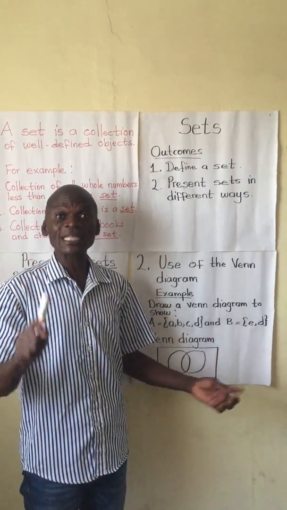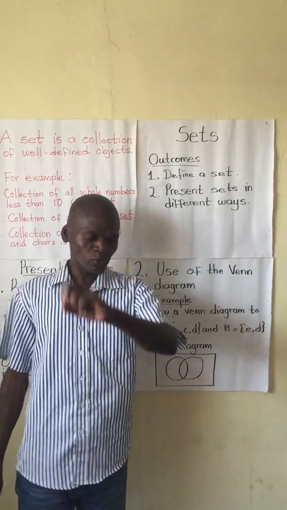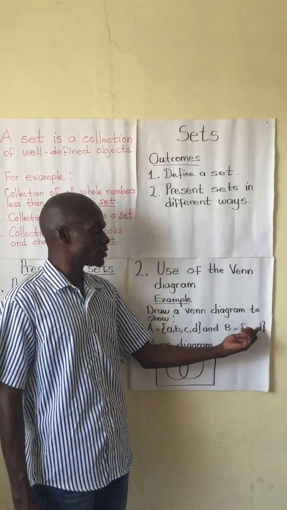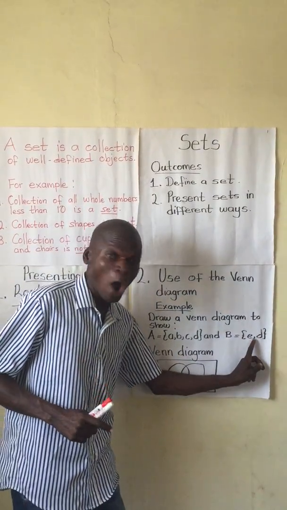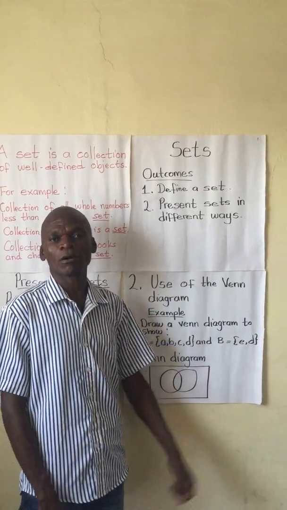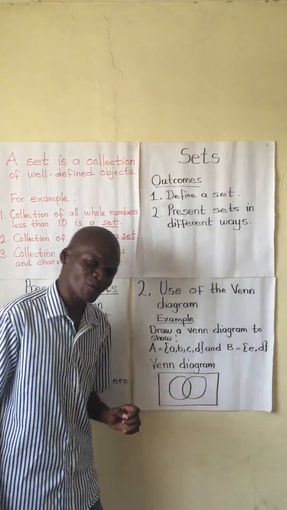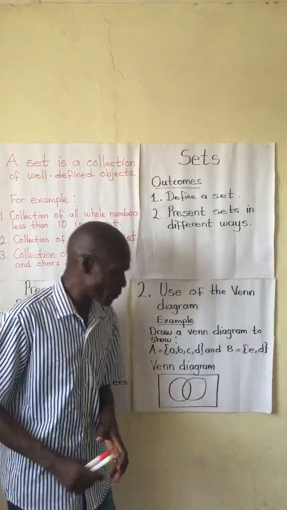These are small letters, members. How many members are in B? 2. There is E and D. I'm saying "and D," but there is no "and" there. We use a comma. So what are we going to say? E, comma, D. Now, how can you draw the Venn diagram?